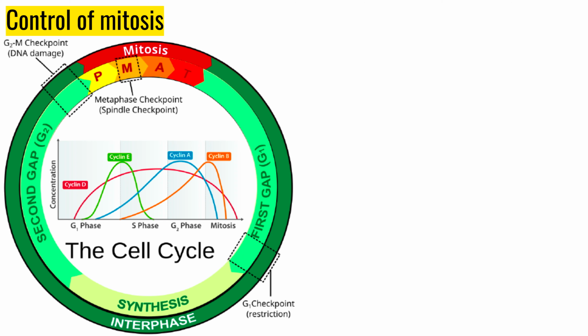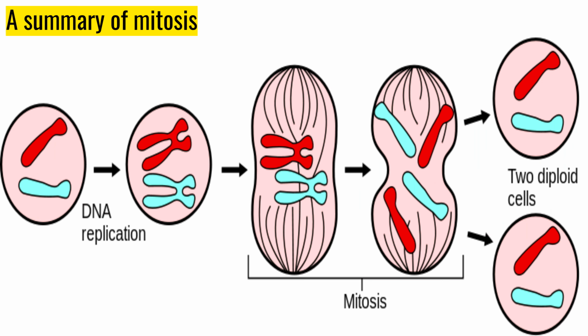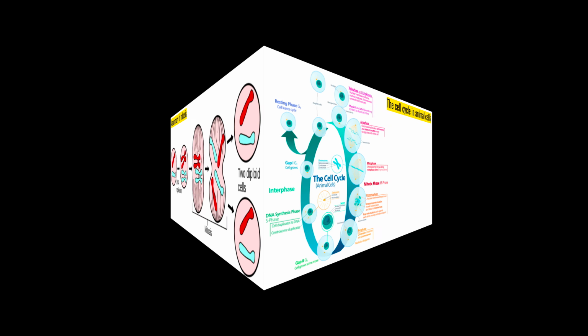Wow, that works. Here is a summary of mitosis. Here we have chromosome A, chromosome B, and then we replicate our DNA. And then what we get is this cell and this other cell. And then they produce two diploid cells that are identical to the parent, which is also diploid.